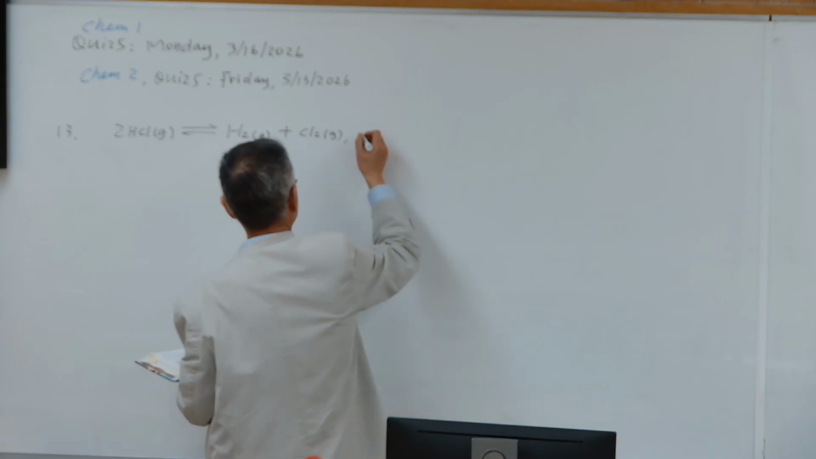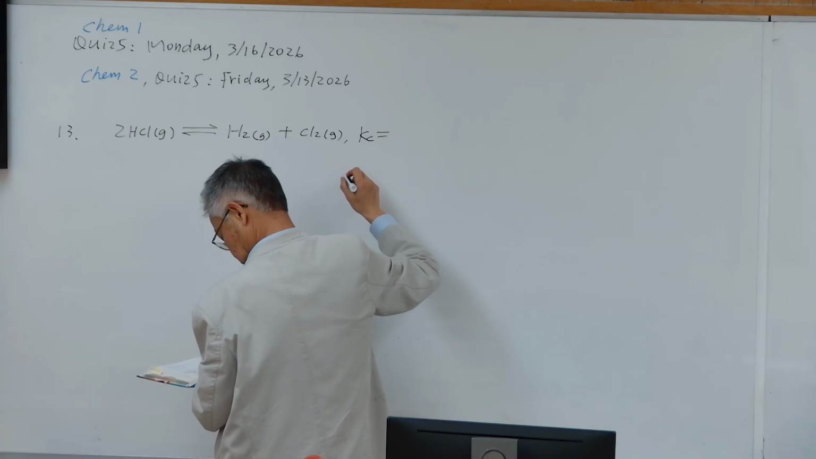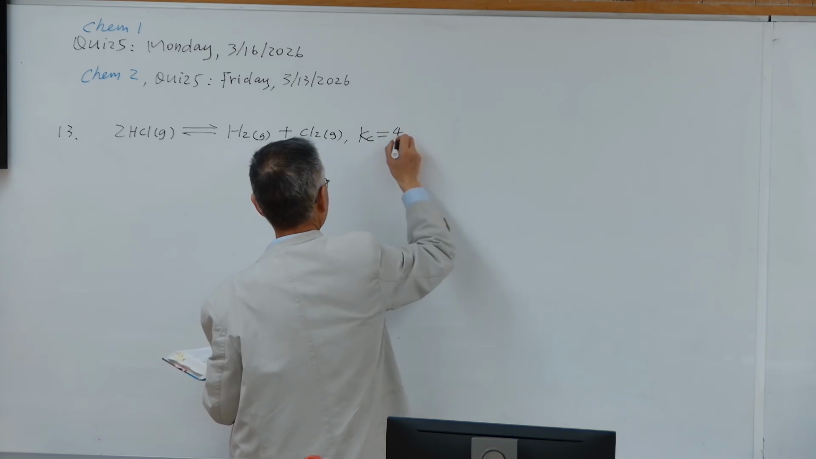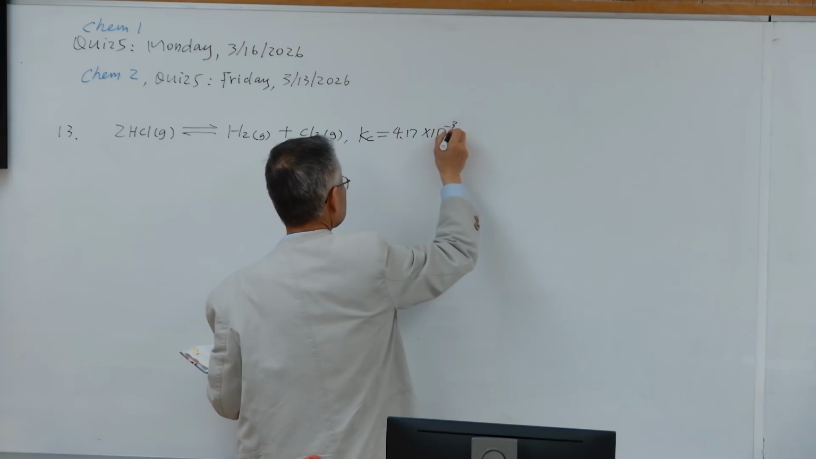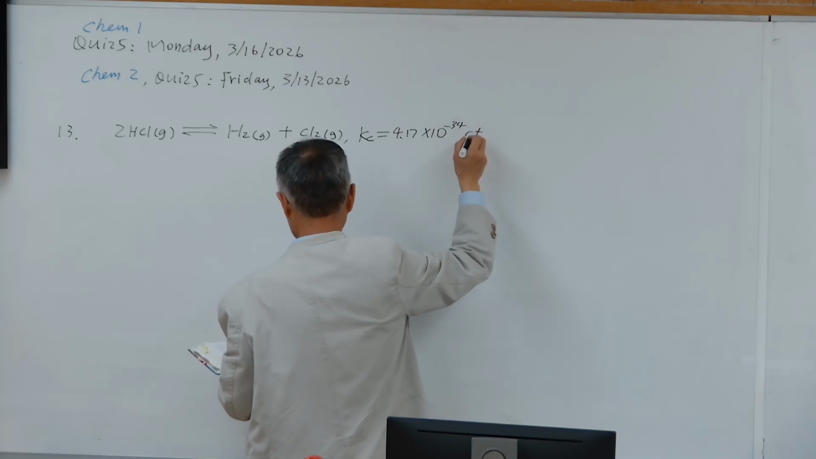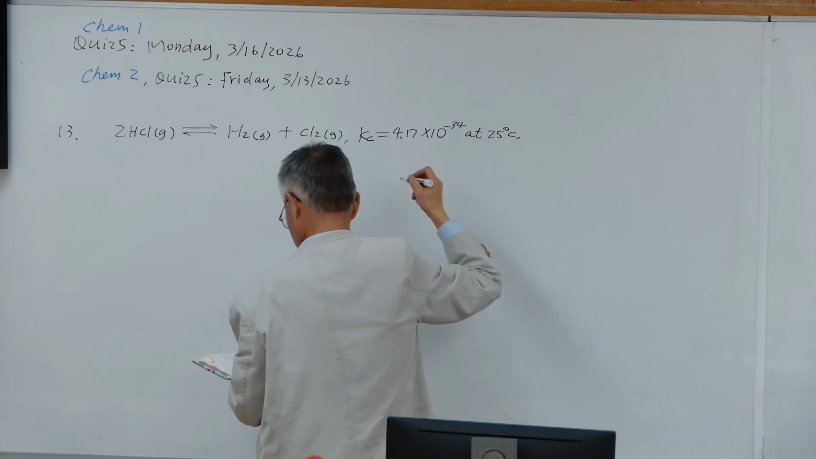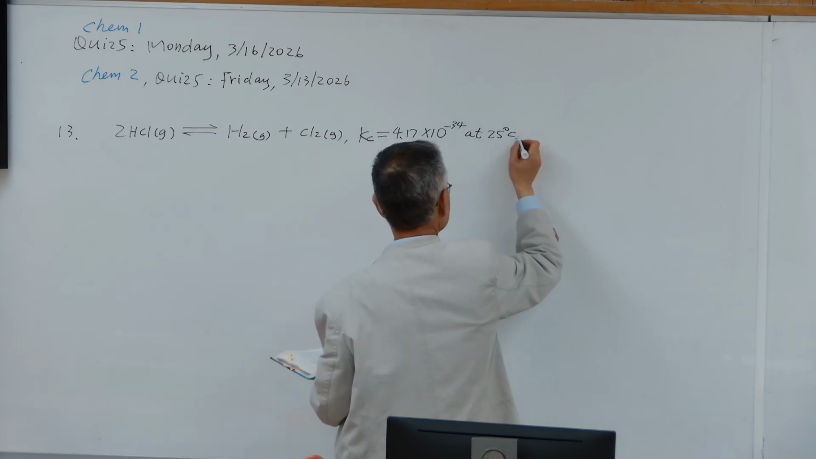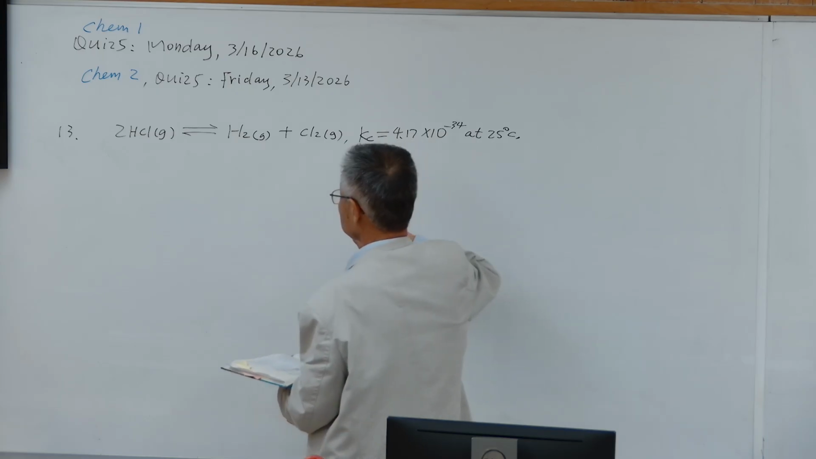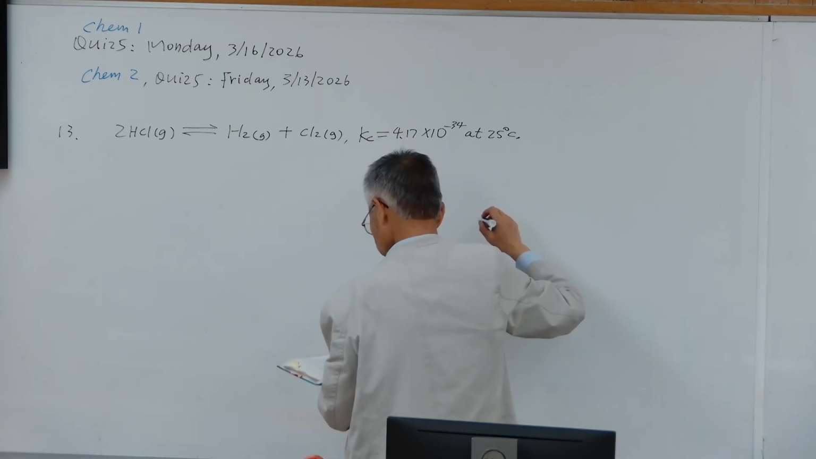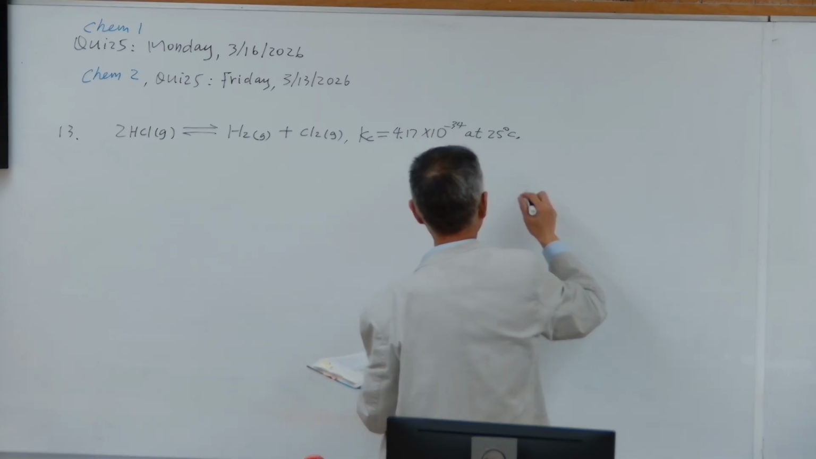And this reaction's Kc is 4.17 times 10 to the negative 34th power at 25 degrees Celsius. It asks you, what is the equilibrium constant for the reverse reaction?